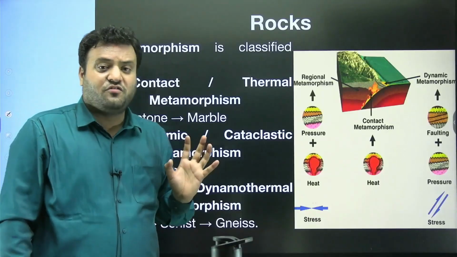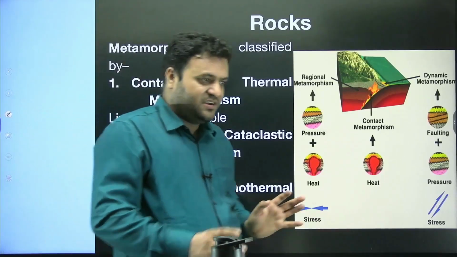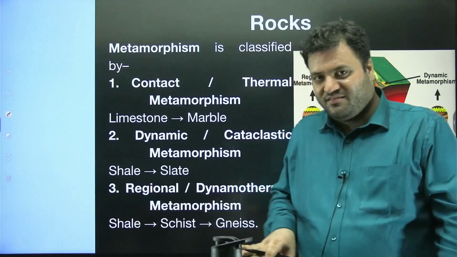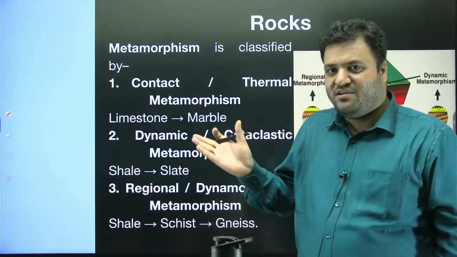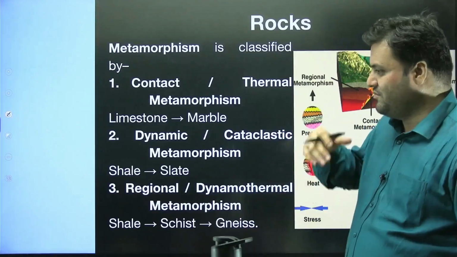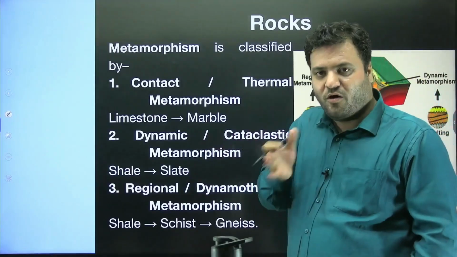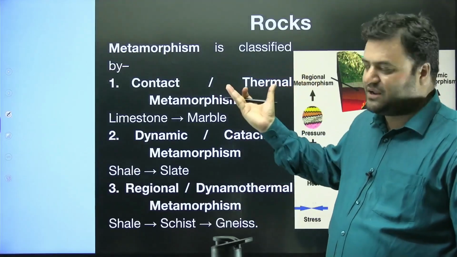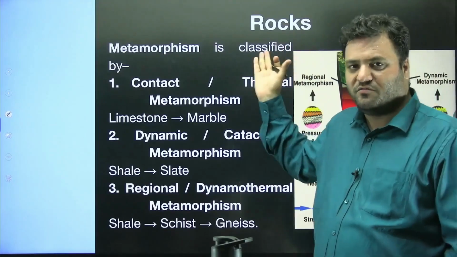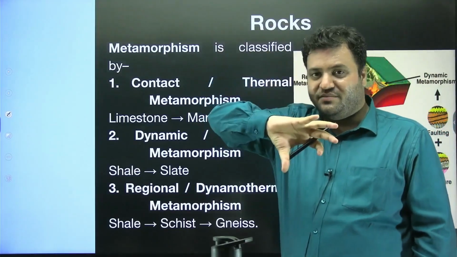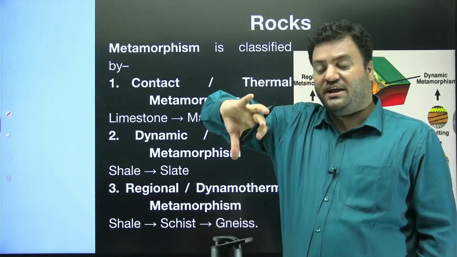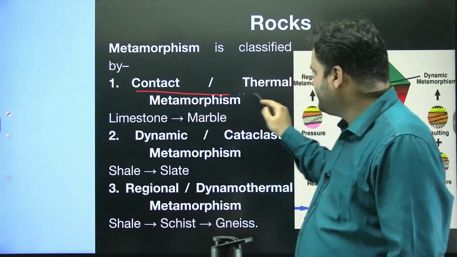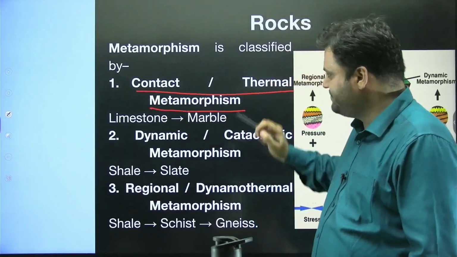And the process of metamorphism, in which conversion... let's say after, you remember meta and morph. Meta means after, morph means form. So the process of metamorphism is actually responsible for the transformation of sedimentary rocks into metamorphic rocks. So first of all, we have contact or thermal metamorphism.